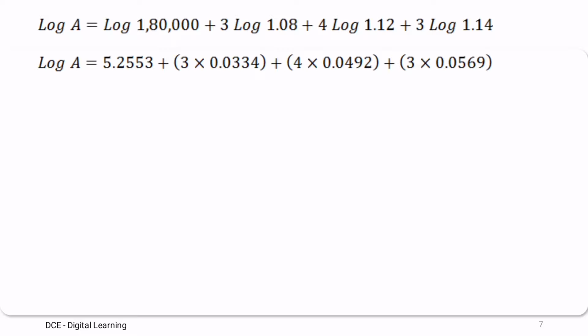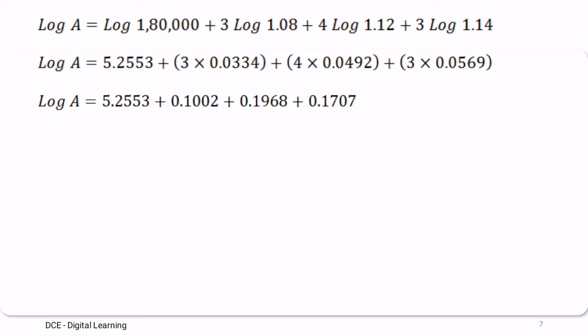Plus 3 into log of 1.08 is 0.0334. One integral digit minus 1, characteristic is 0. Plus 4 into log of 1.12, which is 4 into 0.0492. 3 into log of 1.14 is 3 into 0.0569.